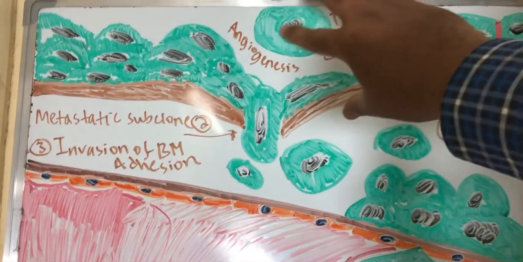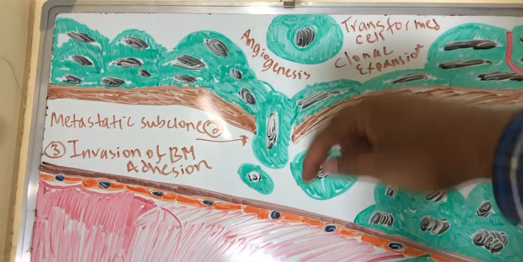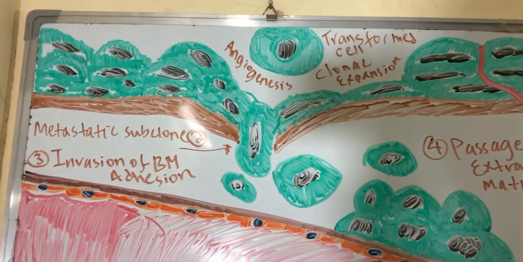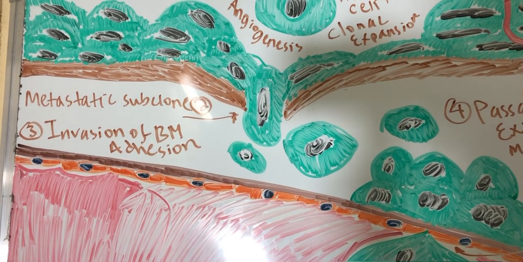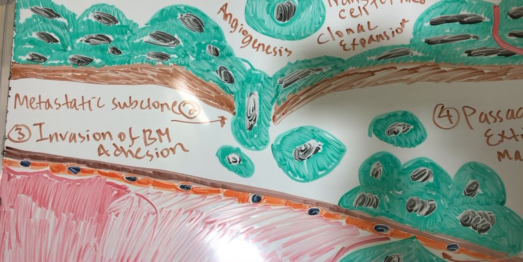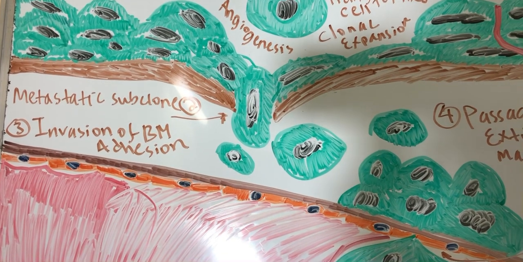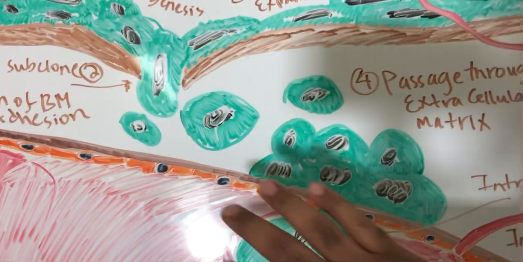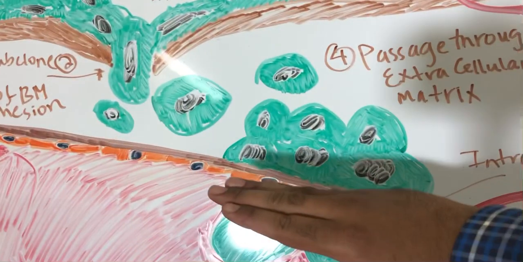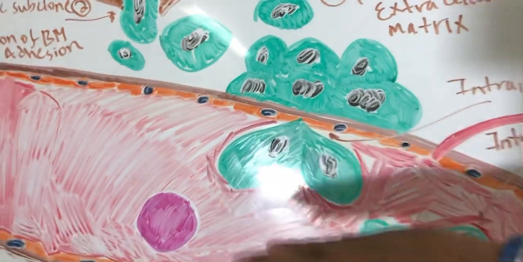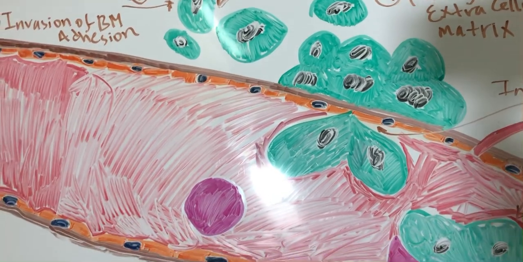So the first step is a transformed cell. Second step is clonal expansion. Third step is the successful invasion that will now yield a metastatic subclone, a clone of transformed cells that are now able, through locomotion, to move into nearby blood vessels. And following the invasion of the basement membrane, those transformed subclones will undergo adhesion. So now they will adhere to what? They will attach to the basement membrane of blood vessels.